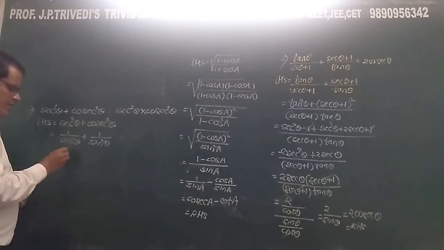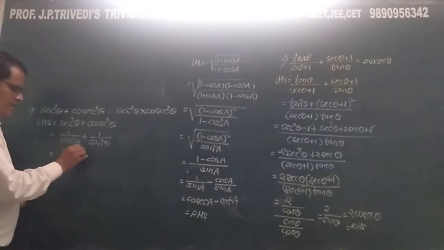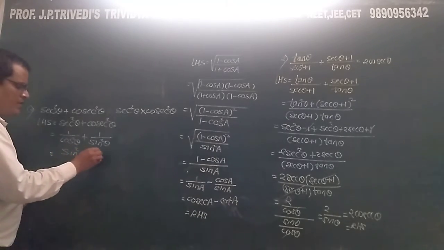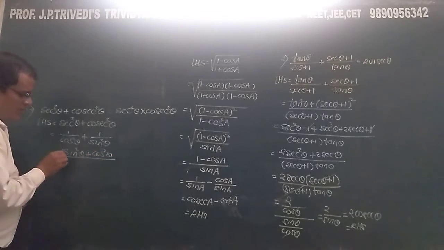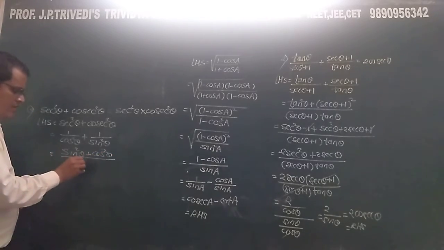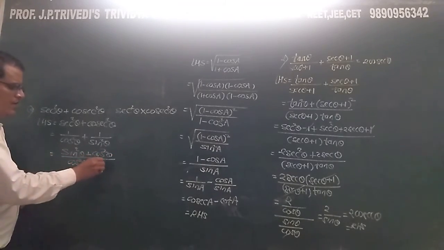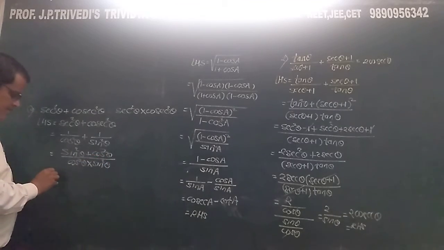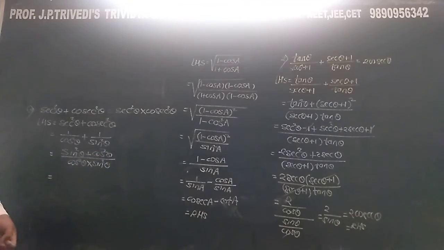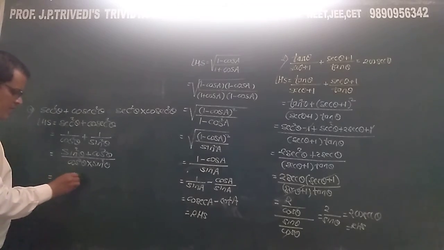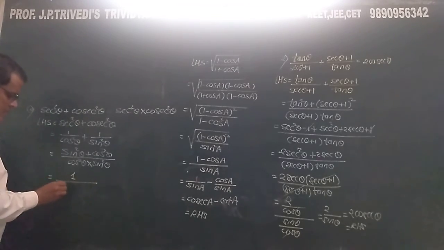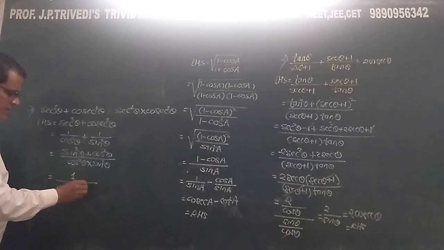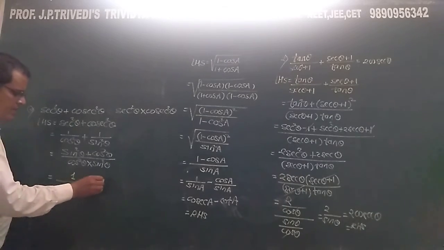Taking cross multiplication we get sin square theta plus cos square theta upon cos square theta into sin square theta. Now what is sin square plus cos square? 1. So we write here 1 upon cos square theta into sin square theta.